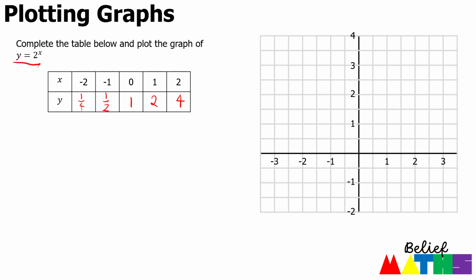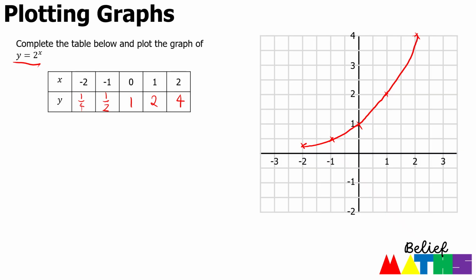Now we can plot each of those points. So minus 2 and a quarter, well a quarter is there because each one of these seems to be worth a half. Minus 1 and a half, 0, 1, 1, 2, and 2, 4. And this is an exponential function. And then join your points exactly through where it needs to go. And that's what we end up with.